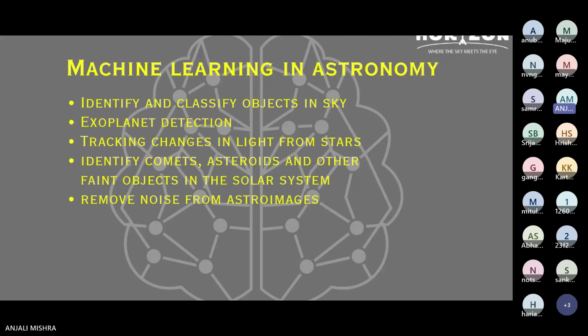And the use of machine learning in astronomy. Again, you can read this. There are multiple uses. We will actually show you practically how to use one of them. We'll do exoplanet detection using machine learning, which is the more important part. So, next slide.